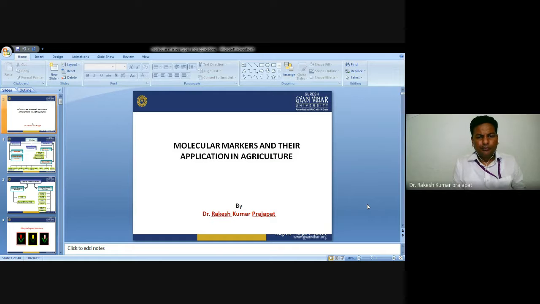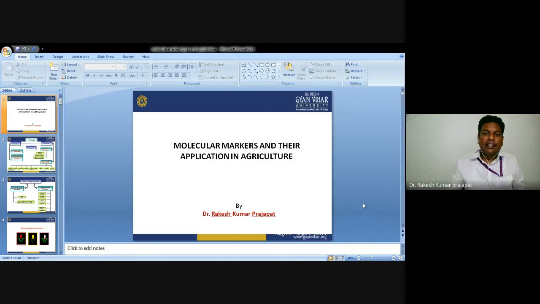Molecular means it may be DNA, RNA molecules, different biomolecules. We are using them as a marker. Marker means we have to mark something or tag something to identify it. So that is a molecular marker.